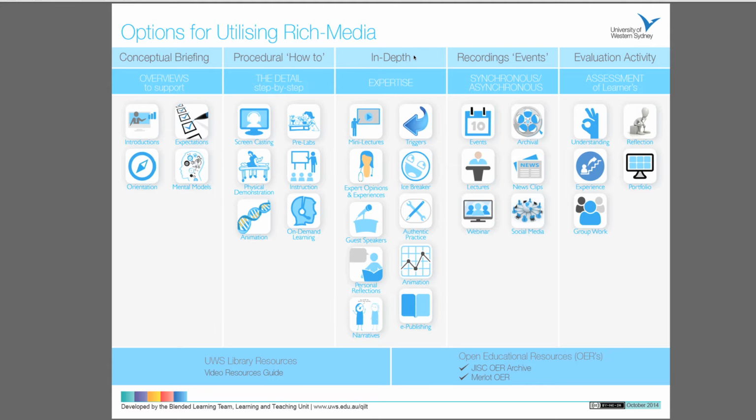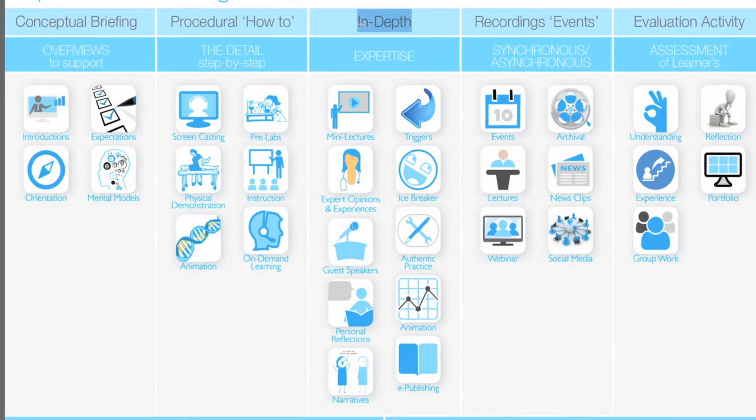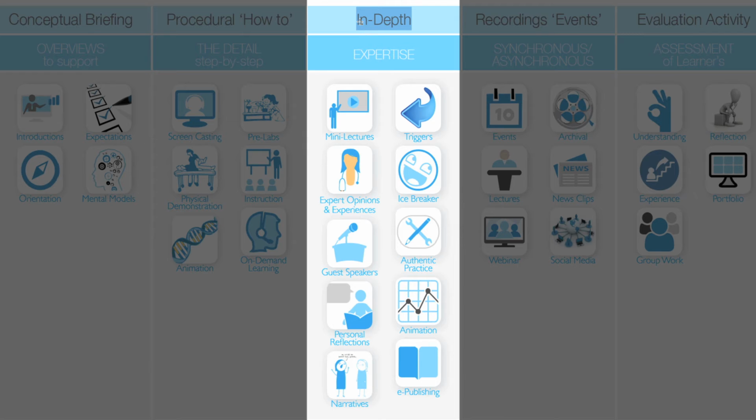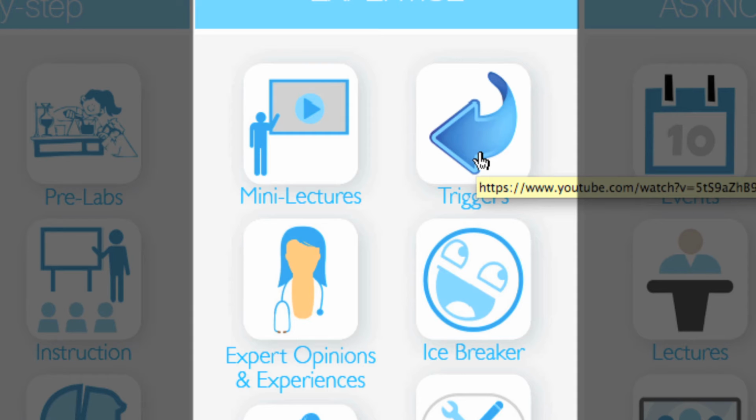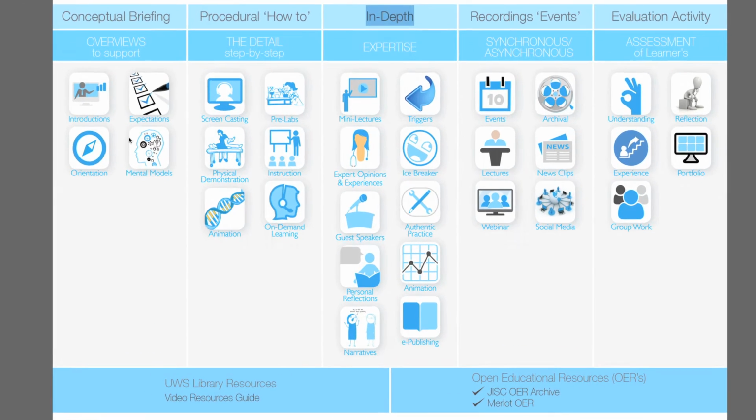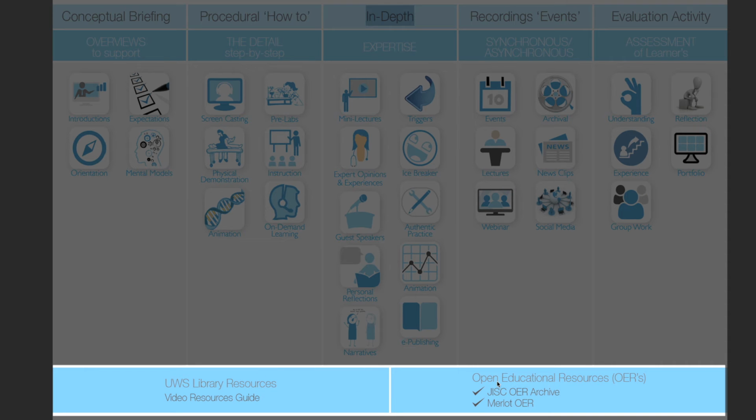I will now take a brief look at another genre. Let's skip over to the 3rd column on in-depth or expertise. Some of these subcategories, such as mini-lectures and expert opinions, are self-explanatory. Once again, after this video presentation, have a look at the link on triggers. This example provided on brainstorming can be used to spark or elicit a response from students, which could then lead to other learning activities.